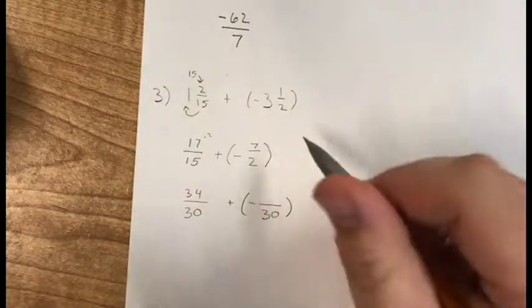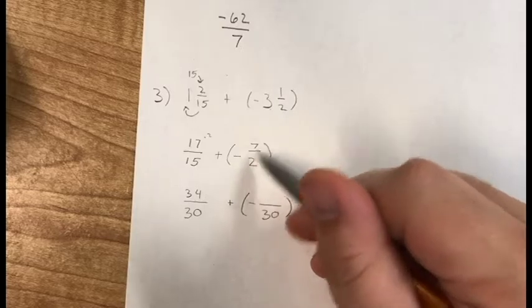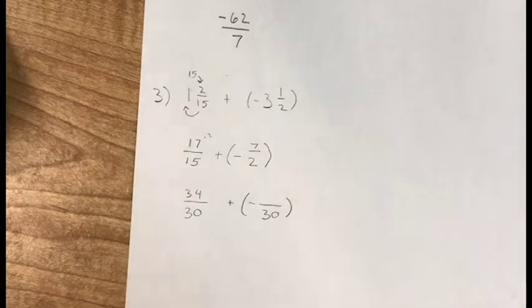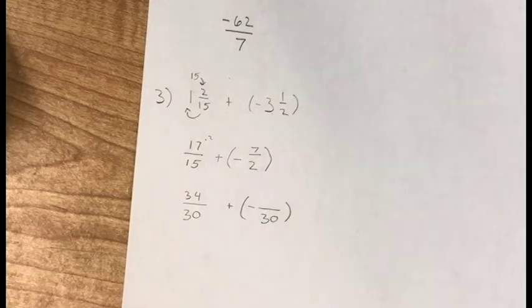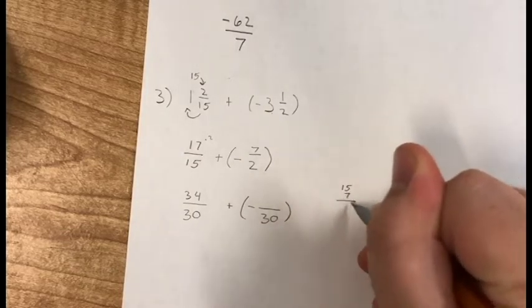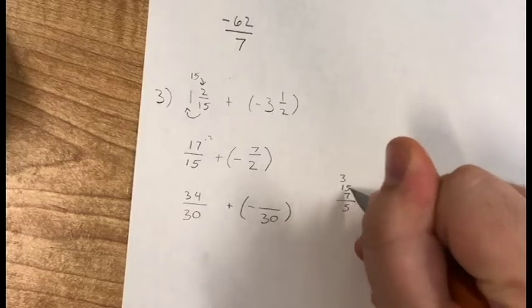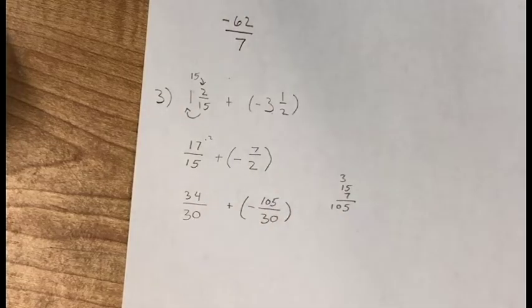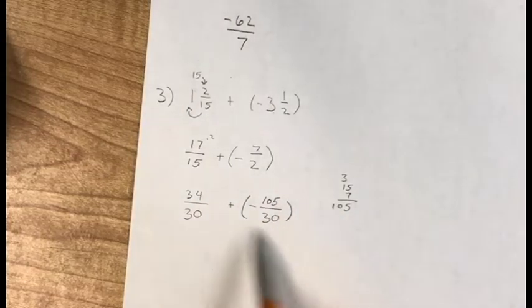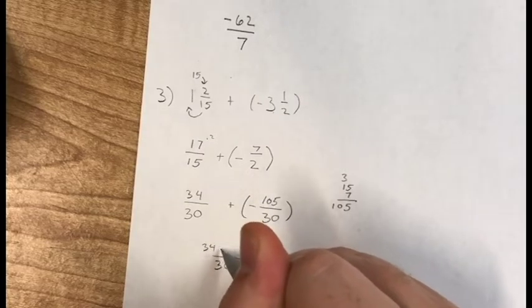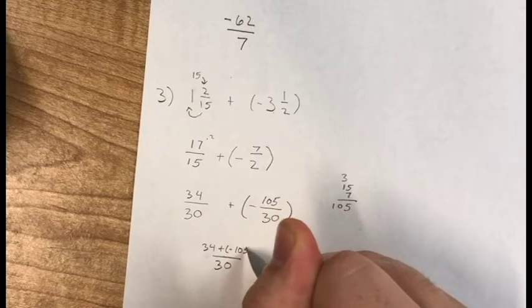All right. Now, my next job is to find the numerator for my next piece. And I did 15 times 2 to get 30. So I need to do 15 times 7. So 15 times 7, and I can do it on the side just so I can do it. 15 times 7 is 35, carry the 3, that's going to be 105. All right. Now, I have a common denominator, so I'm going to write that down. And it's 34 plus a negative 105.